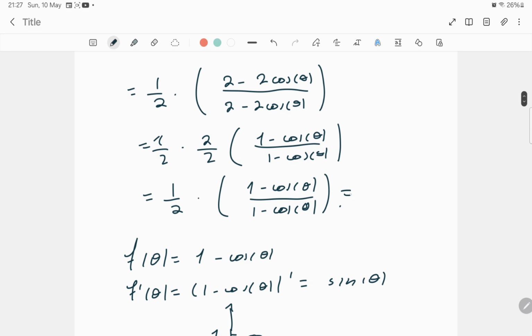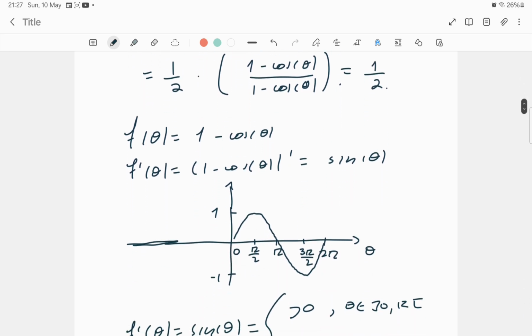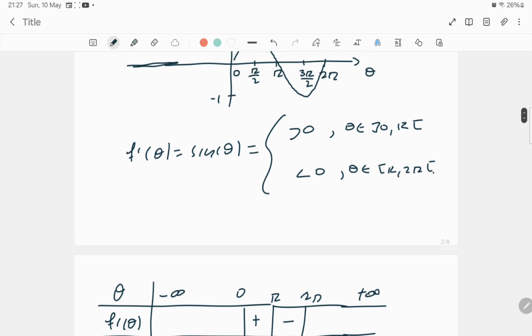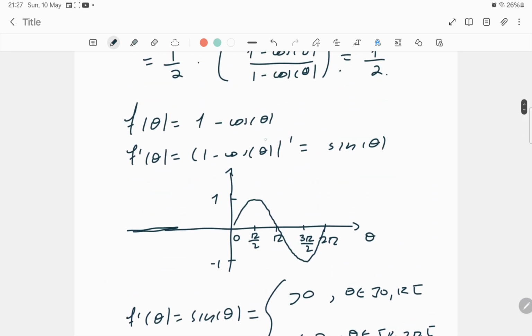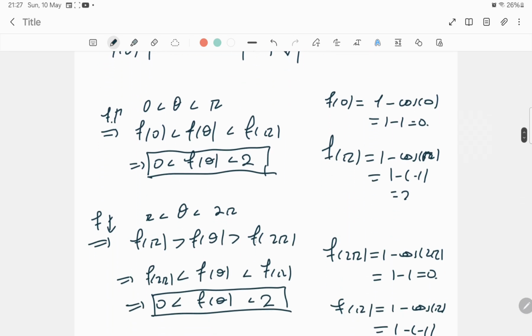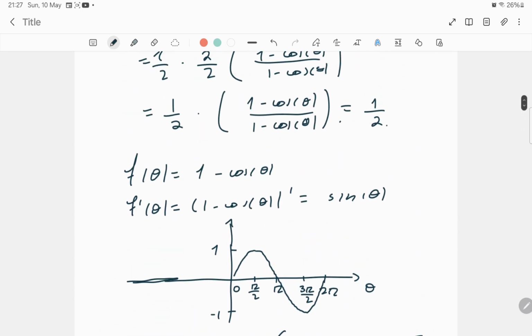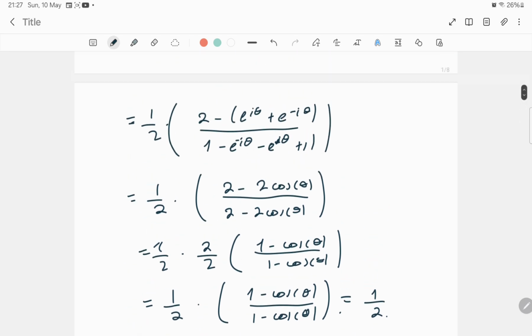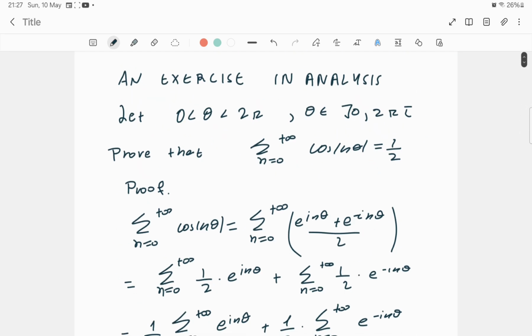So we go back here and we can simplify this, and at the end of the day we will just have equal to 1 over 2. Okay, this is to check that we can simplify and that the denominator doesn't have any problem. So I just define the function 1 minus cos theta and study the monotonicity, and then I study how this function f of theta behaves, and then I can simplify and I get 1 over 2. That is a nice exercise.